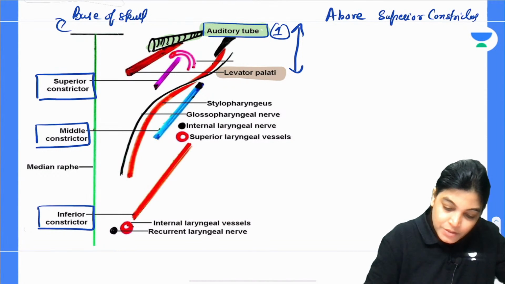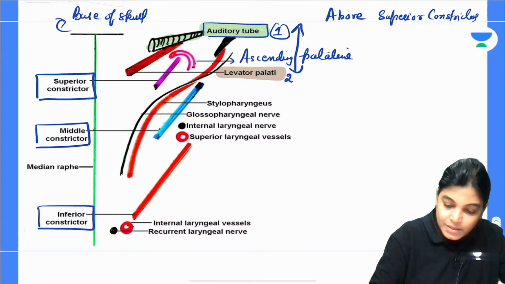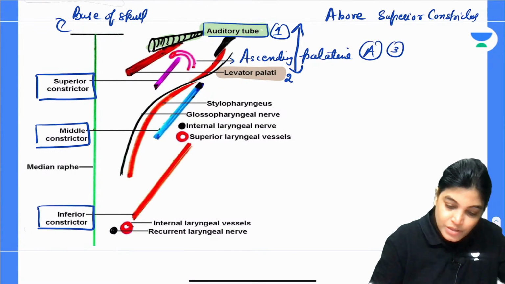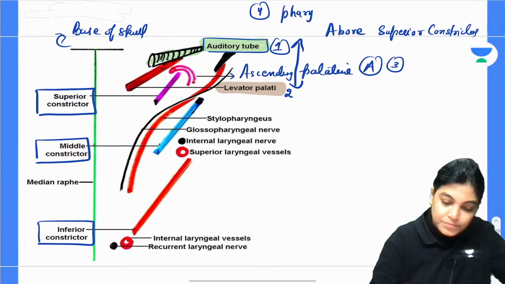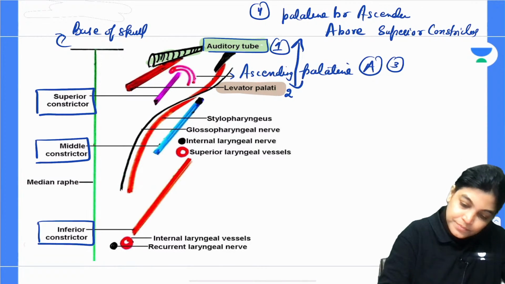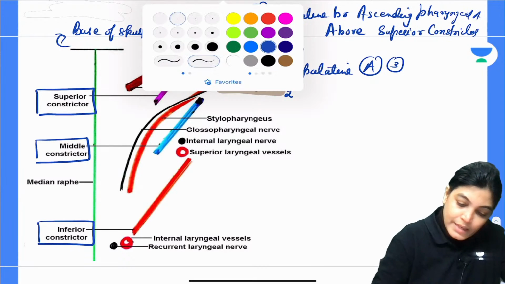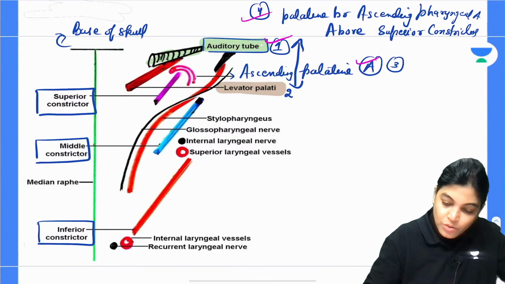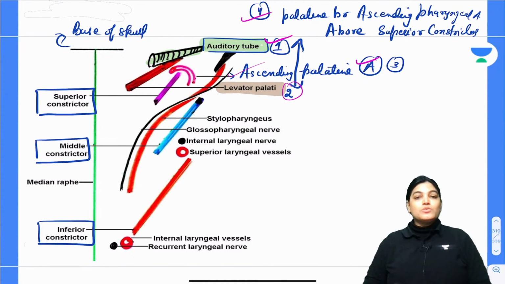This is 1, 2, and other than that we have the ascending palatine artery. This is the 3rd structure, and the 4th structure is the palatine branch of the ascending pharyngeal artery. So all these 4 structures are passing above the superior constrictor muscle.